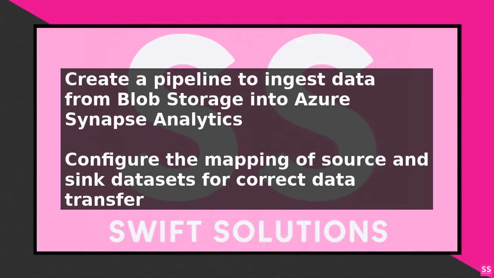Then, you need to configure the mapping of the source and sink datasets. Make sure the data types match and the columns are correctly mapped. After configuring the pipeline, you can trigger it manually or schedule it to run at regular intervals. You can also monitor the pipeline run and check for any errors or issues.